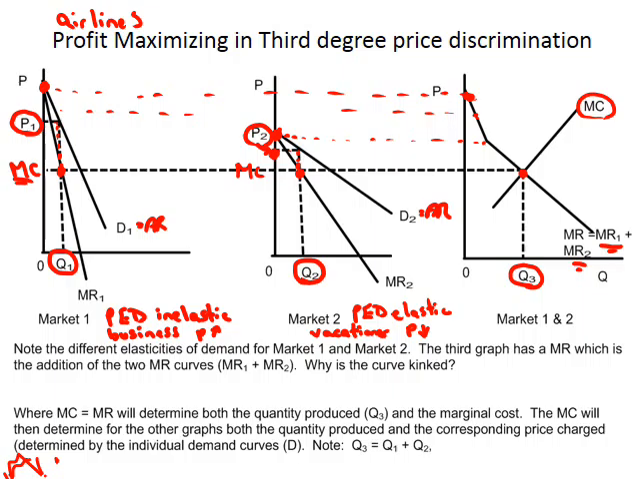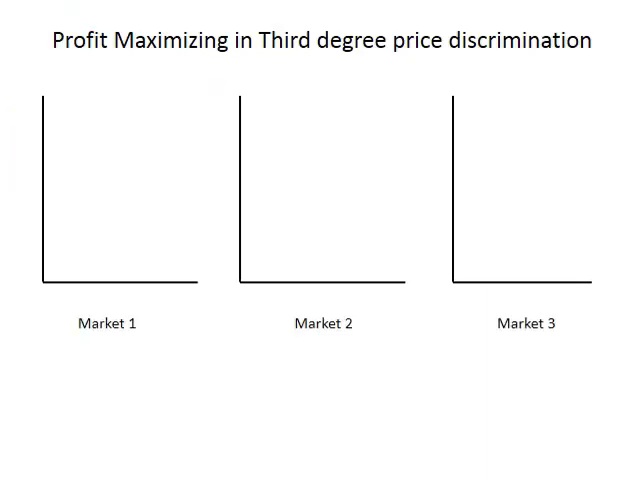So that is how you do the combined third degree price discrimination graphs. Do make sure you can draw it. So let's do one for ourselves. Again, we're going to look at airlines. We're going to focus on market 1, which is business.